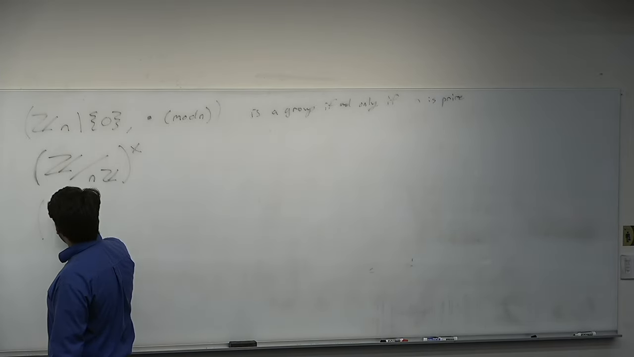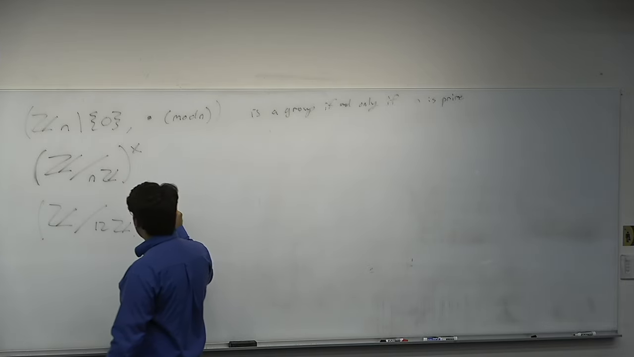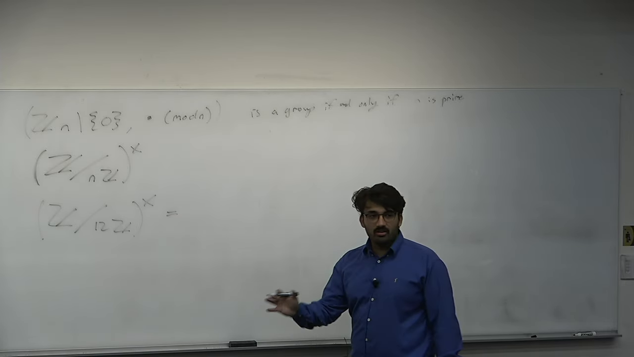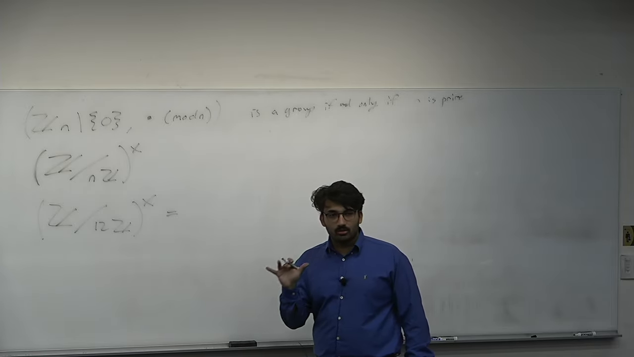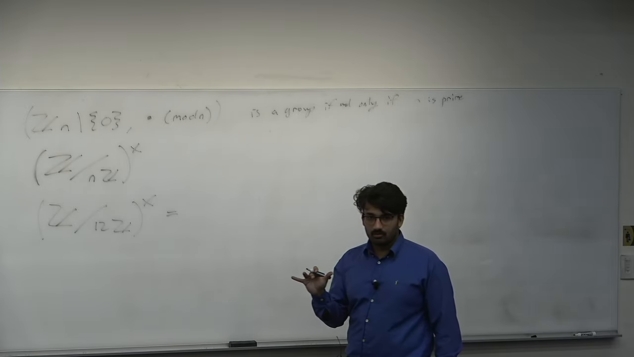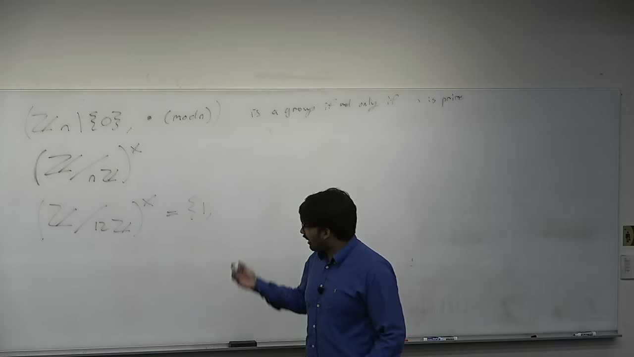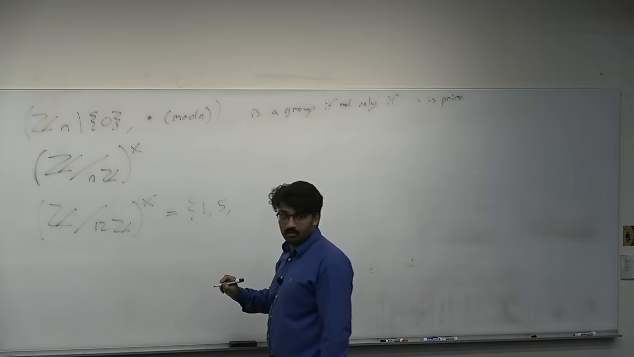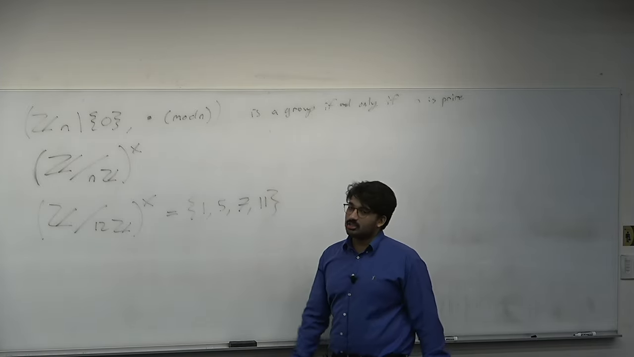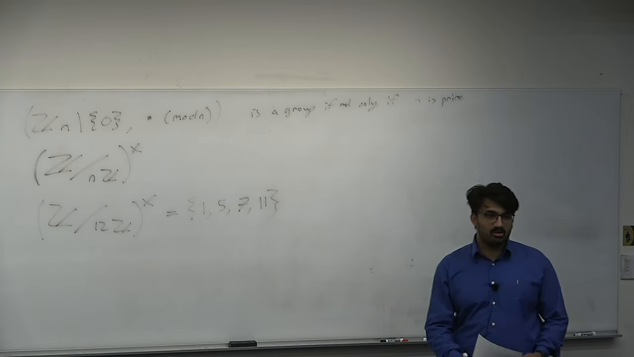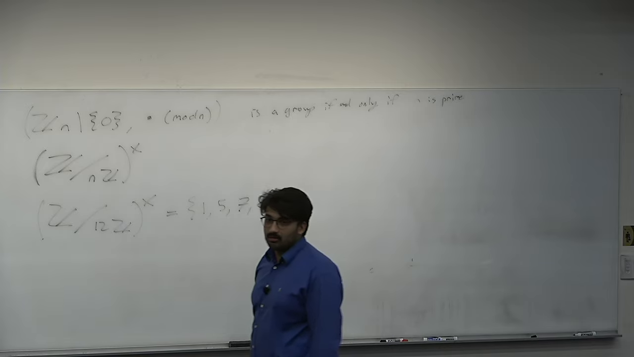For example, what are the elements of Z over 12Z with respect to multiplication? What are all the numbers from 1 to 11 that don't divide into 12? Well, we have 1. What else do we have? 5. What else? 7. One more? 11. So Z over 12Z, with respect to multiplication, only has 4 elements. All the other ones don't have inverses. So that's actually a group with respect to modular multiplication.